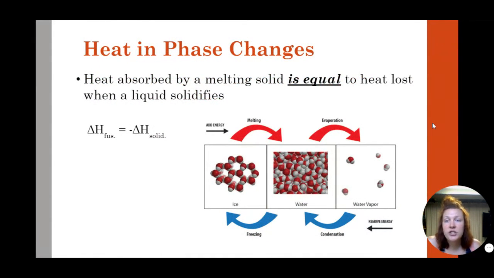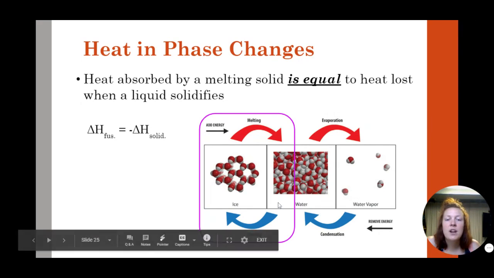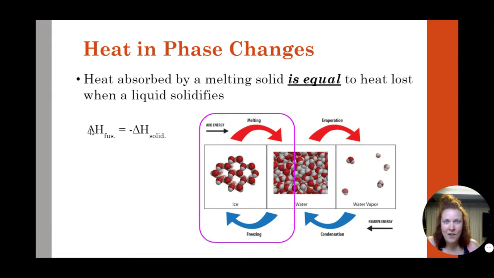Before we get into calculations, though, it's interesting and helpful to know that the heat absorbed by melting a solid is equal to the heat lost when a liquid solidifies. Think about this picture here. Melting is the opposite of freezing, right? And so it would make sense that because of the law of conservation of energy, in order to melt a certain mole amount of substance, you need a certain amount of energy being put into the system. Endothermic reaction, we're putting energy into the system.